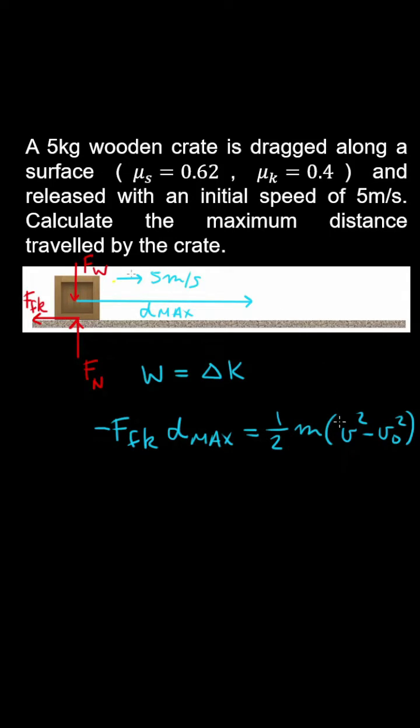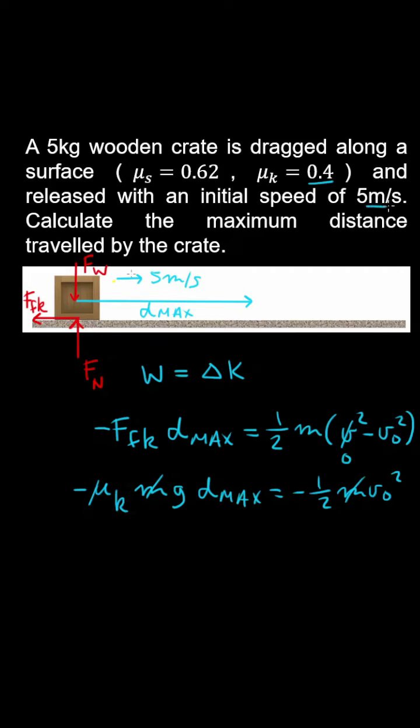So when the crate reaches a maximum distance, the final speed is 0, and the kinetic friction force is basically the kinetic friction coefficient by the normal force, which we can obtain by vertical equilibrium. So that would be the mass by gravity, and then by d max is equal to minus 1/2 m v0 squared. And substitute for the kinetic friction coefficient and the initial speed, then we can calculate d max, which is 3.2 meters.